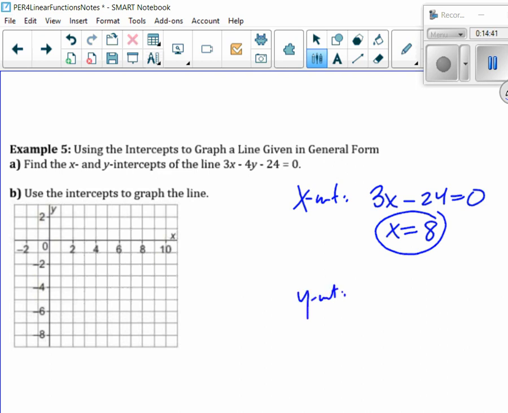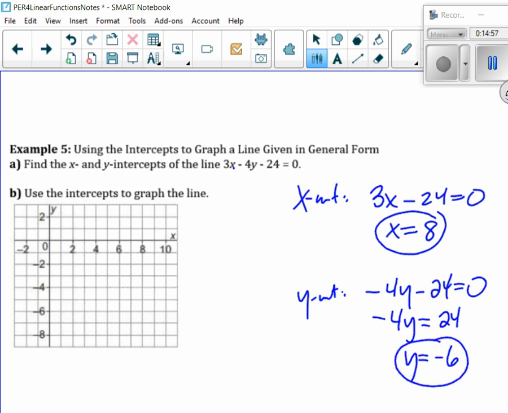For my y-intercept, is there any point writing 3 times 0? No, just write minus 4y minus 24 equals 0. You may not see the sign, so you may want to show that step. Minus 4y equals 24, so y equals minus 6. Again, you don't have to show every step. So -6, +8, connect the dots, right? Yes? Everybody good?